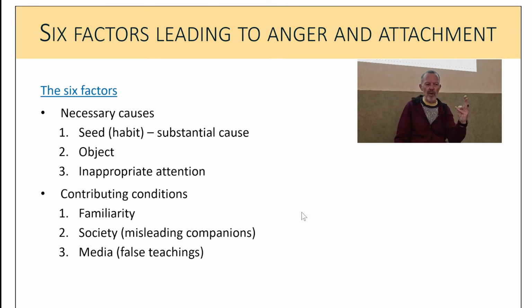And the third thing we need is what's called inappropriate attention. We need to be seeing that object in not a correct way. And there are many ways of doing that. The one we briefly touched on just now was that, if I'm having a pleasant experience, the inappropriate attention would be to see that the beauty is there or the ugliness is there. That's one example of inappropriate attention.